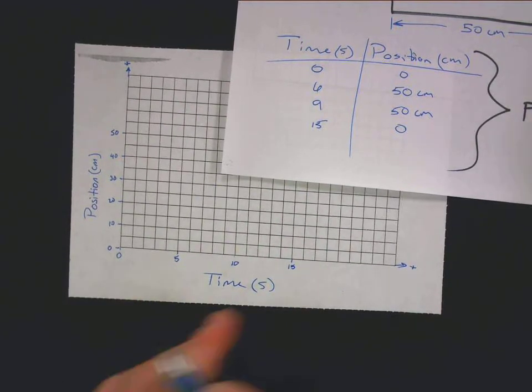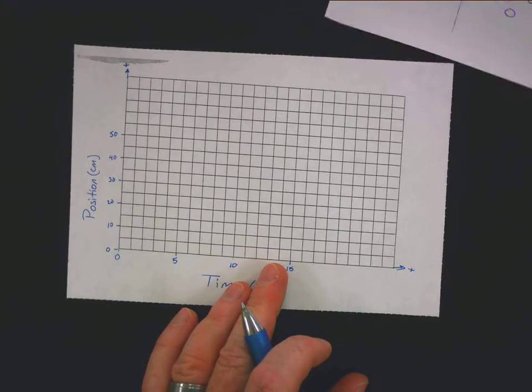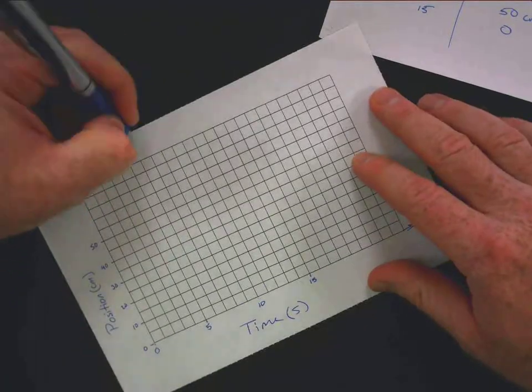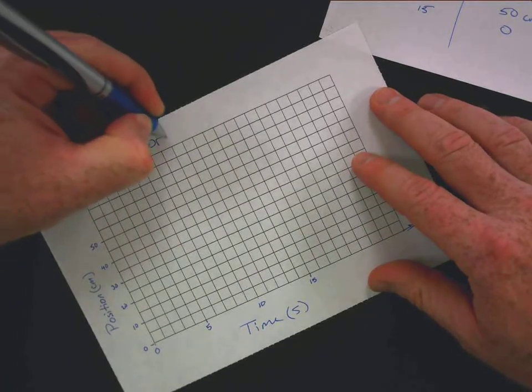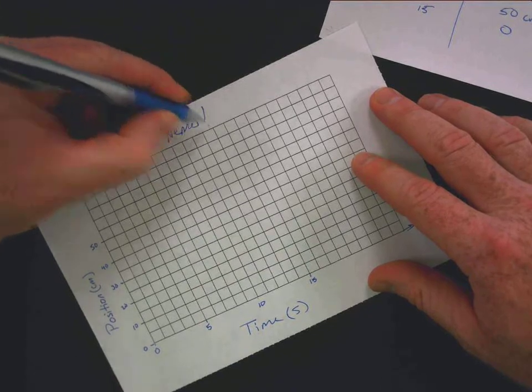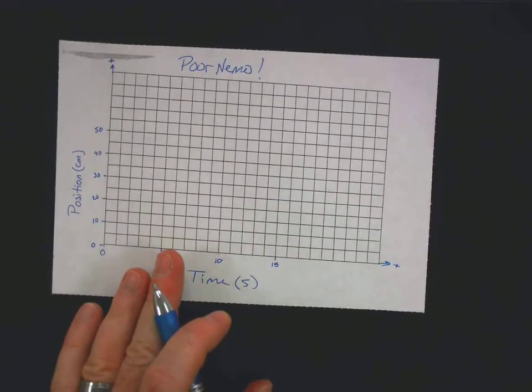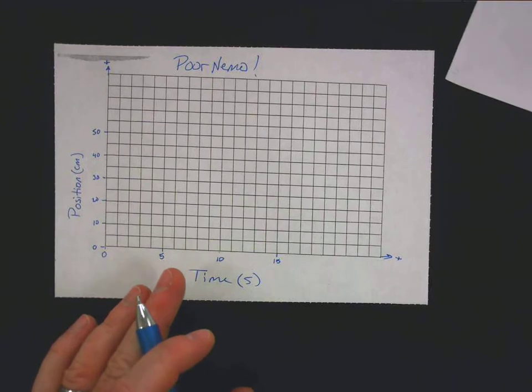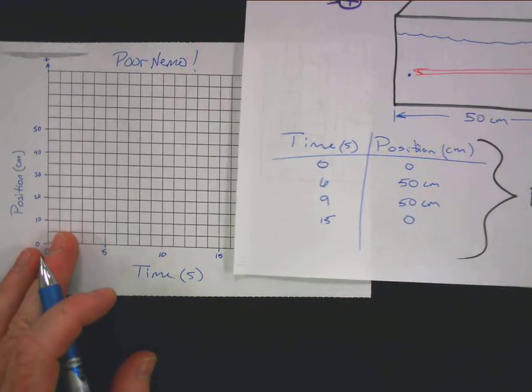So this graph is pretty much set up and ready to go. Well, we should probably throw a title on it. Okay. And so now what? Well, we have data to plot, information to put onto the graph.